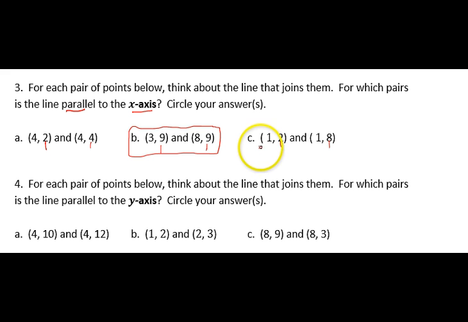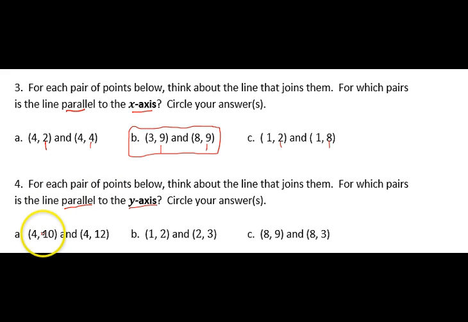Now, question 4 says, for each pair of points below, think about the line that joins them. For which pairs is a line parallel to the y-axis? Well, if it's going to be parallel to the y-axis, it needs to be a vertical line. And if you think about the second coordinate plane we worked on, we created a vertical line, and all of the x coordinates were the same.